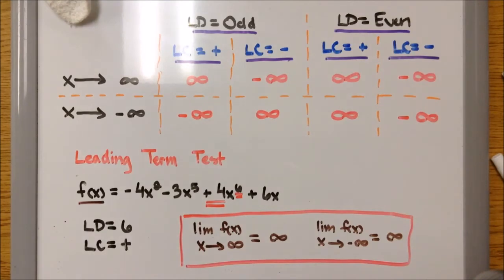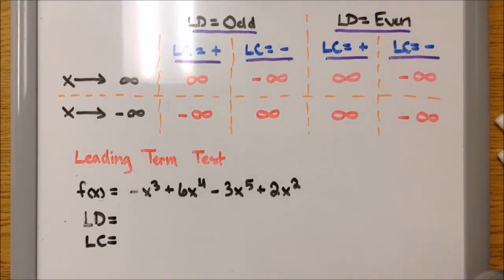Now we have our second example, f of x equals negative x to the third plus 6x to the fourth minus 3x to the fifth plus 2x squared. Now keep in mind, in the last example, the exponents were in order, but in this one, the exponents are not in order from highest to least. So I want you to get into the habit of, just in case it's not in order, being able to identify your leading degree, also known as highest degree.